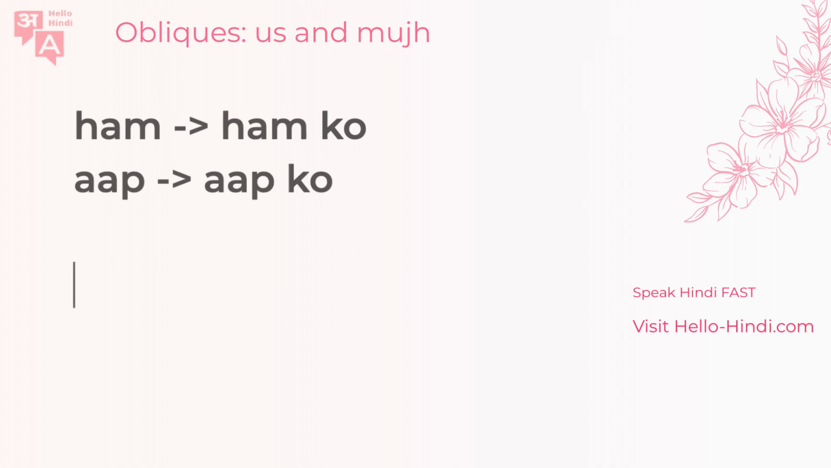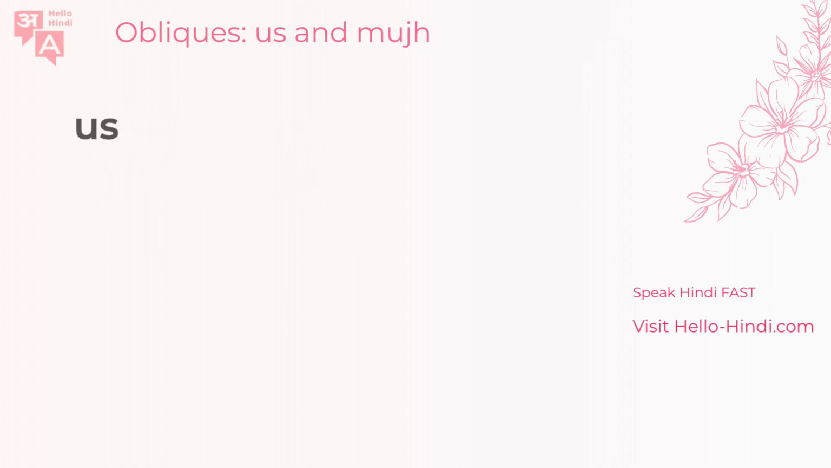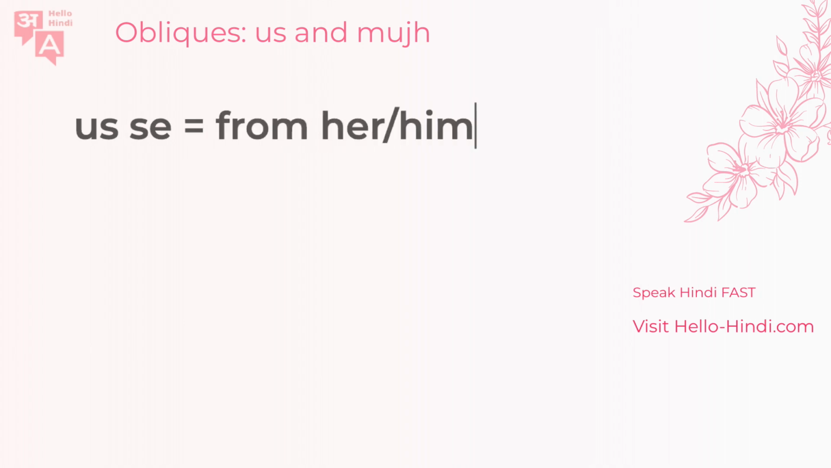Now we're going to come to another part, which is usse. Usse means from her or him. From her or him. So we've got a few other ideas as well. So usse means from her or him. All right, so let's try one sentence this way.